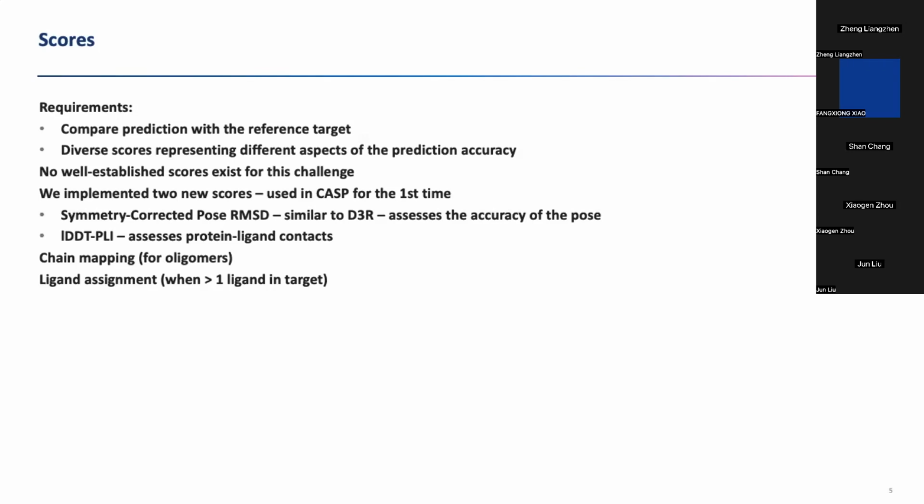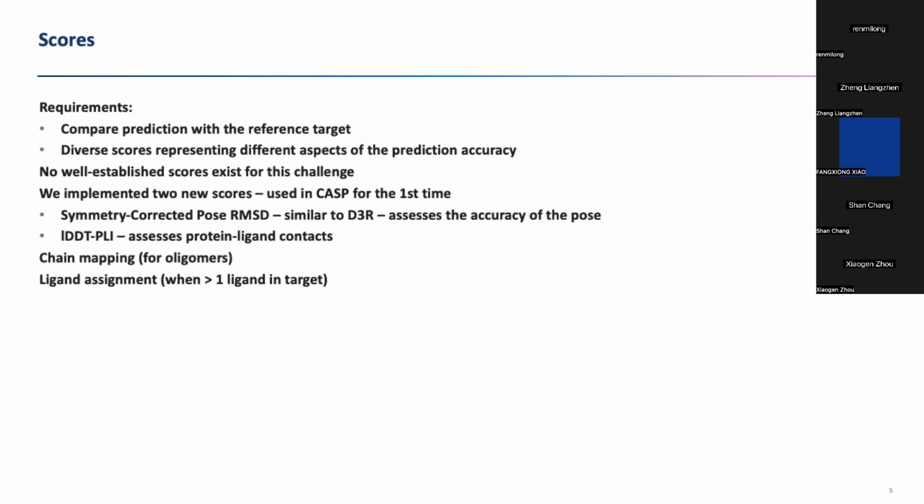And so we then had to figure out how we're going to score that. We, of course, want a score that compares the prediction with the reference target. And we want a set of diverse scores that represent different aspects of the prediction accuracy. There are no well-established scores for these kinds of challenges. We really are in a completely new field here.